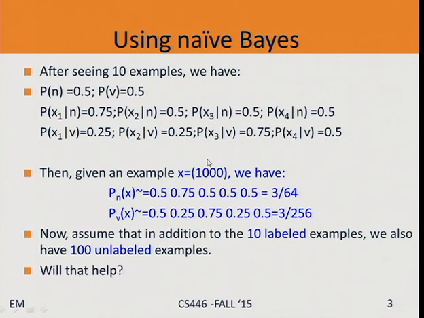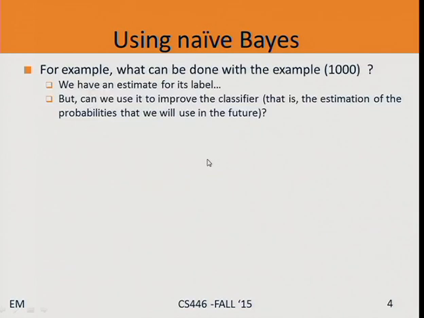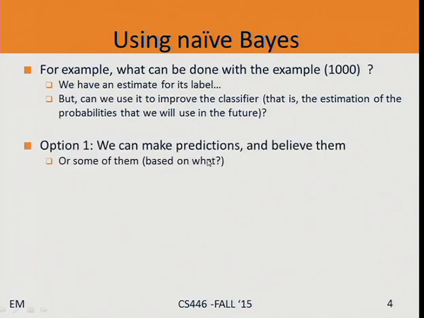So you have 2 options, really. Again, I'm reminding you that we know how to deal with examples. We just did it with 1000. So if we want to use it to improve the classifier, we really have 2 options. One is we can make the predictions and believe them. This is the original suggestion, right? And of course, this might add noise. So maybe we'll just believe some of them, not all of them. How would you decide which fraction of the predictions to believe?